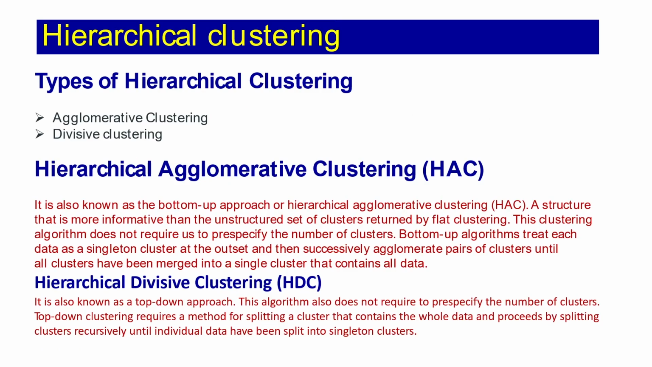Now, there are different types of hierarchical clustering. The first way of looking at this is agglomerative or divisive clustering. Agglomerative is bottom up and divisive is top down. So, what is agglomerative clustering? It is also known as a bottom up approach, because it starts with every point as one individual cluster, then merges. The structure is more informative than an unstructured set of clusters, and the algorithm does not require anyone to pre-specify the number of clusters.